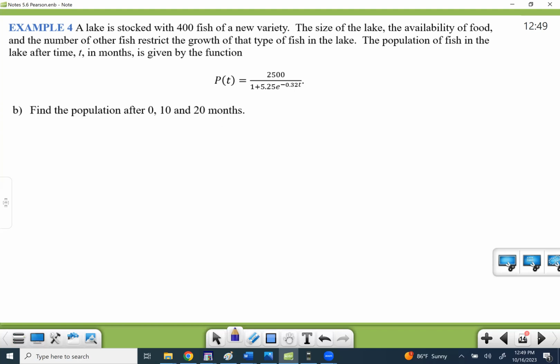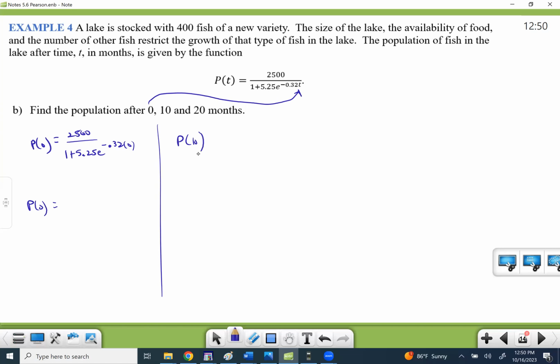Find the population after 0, 10, and 20 months. Well, they're keeping the units consistent. It does say up here that t is in months. So we can just substitute these in one at a time, right? Right here, and have our calculator get it for us. So for p of 0, this is what we will be substituting into the calculator. We'll see what that gives us. Then we'll do it again for 10 months.